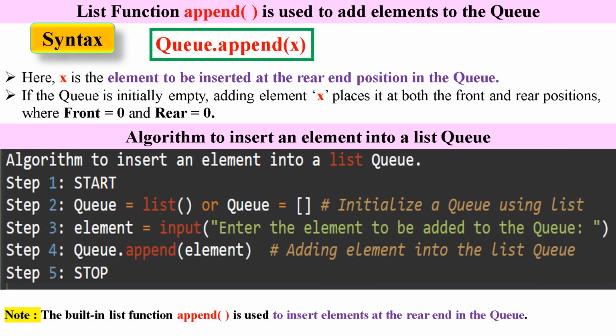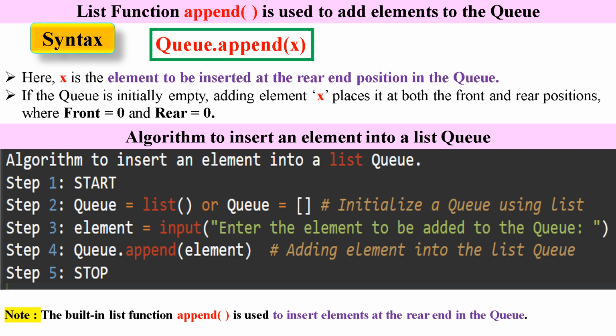In Python, the list function append is used to add elements to the queue. The syntax is queue.append(x). Here, x is the element to be inserted at the rear end position in the queue. If the queue is initially empty, adding element x places it at both the front and rear positions, where front equals 0 and rear equals 0. Let's see an algorithm to insert an element into a list queue.